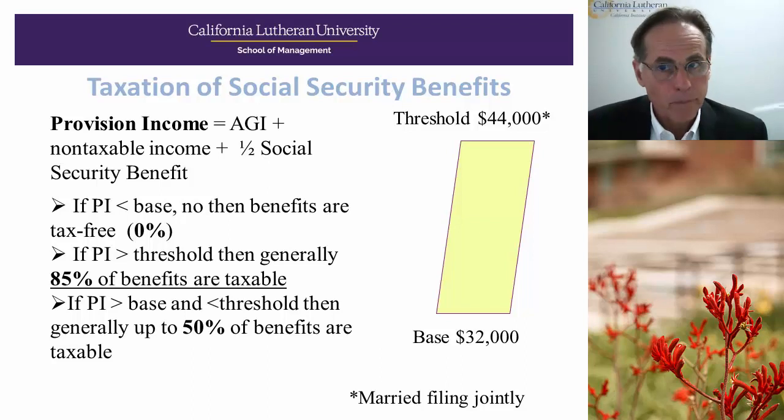So as a rule of thumb, taking early retirement benefits and making income along the way, you're looking at generally being taxed on some of those Social Security incomes in excess of 85%.